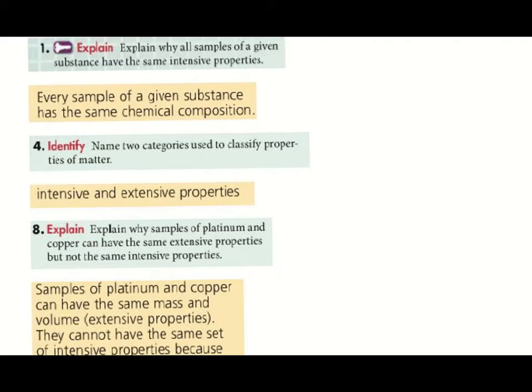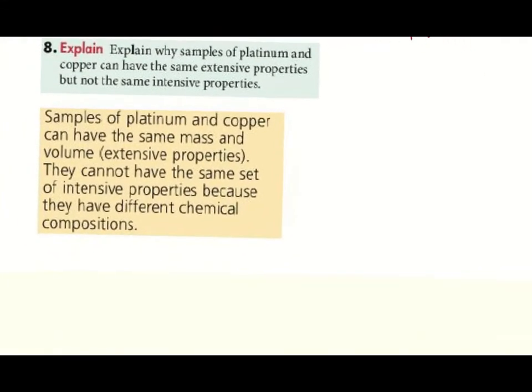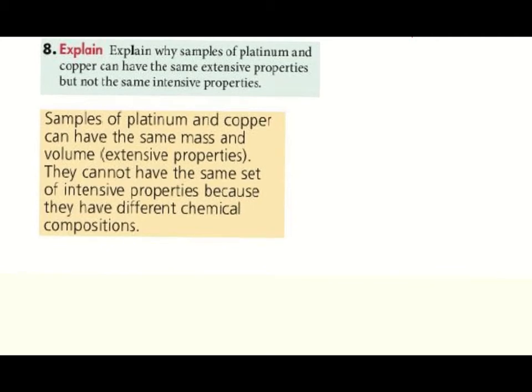Next question. Explain why samples of platinum and copper can have the same extensive properties but not the same intensive. It's very logical. Platinum and copper are two different metals. They even have two different symbols in the periodic table. They have different masses and different composition. So if they have different chemical composition, they never have the same intensive properties.